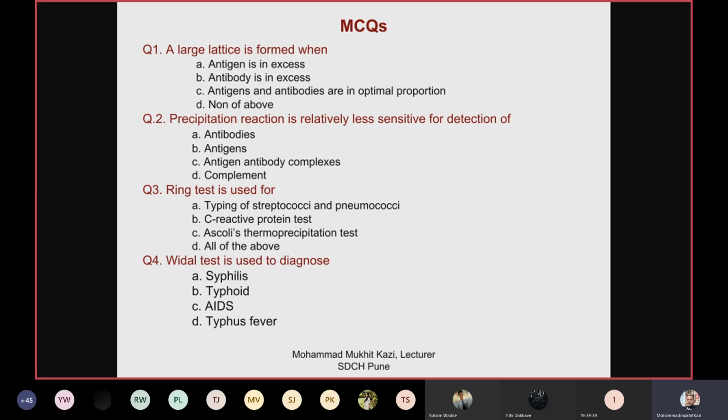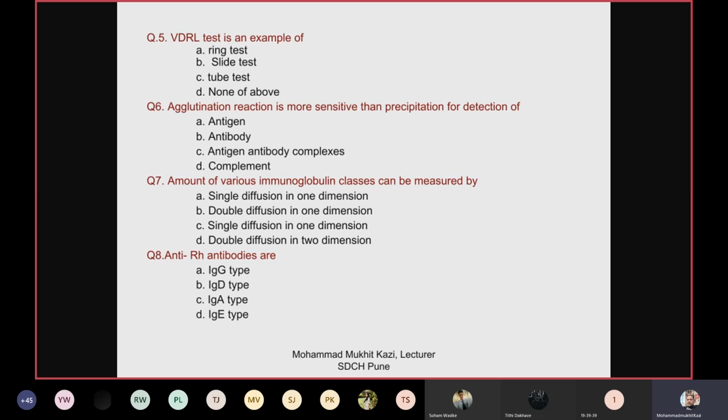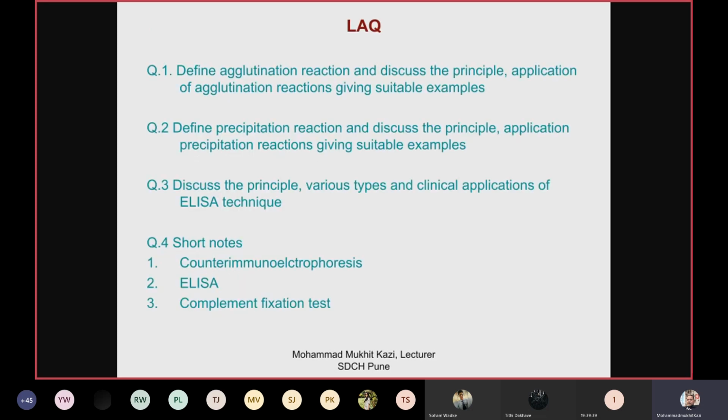This is all about the serological reactions, that is, the antigen and antibody reactions. And there are different MCQs which I will share with you on Teams. Let me see how I can share those, or I'll let you know in one of the lectures or discussions. This is what you need to prepare: 3 LAQs. Define agglutination reaction and discuss the principle and application of agglutination reaction, giving suitable examples. And there are 3 short answer questions. These are the activity assignments you need to perform today from today's lecture.